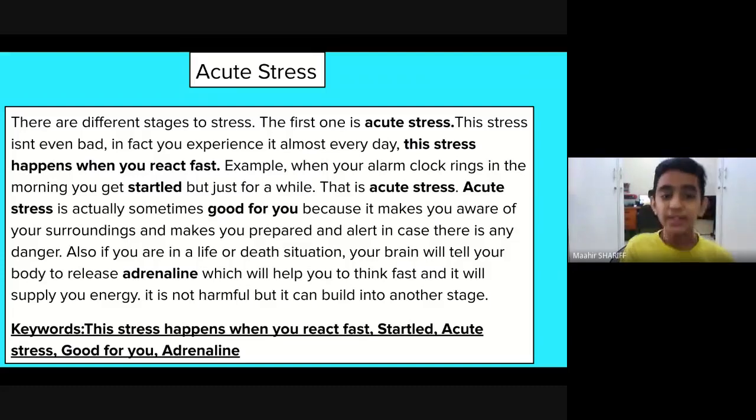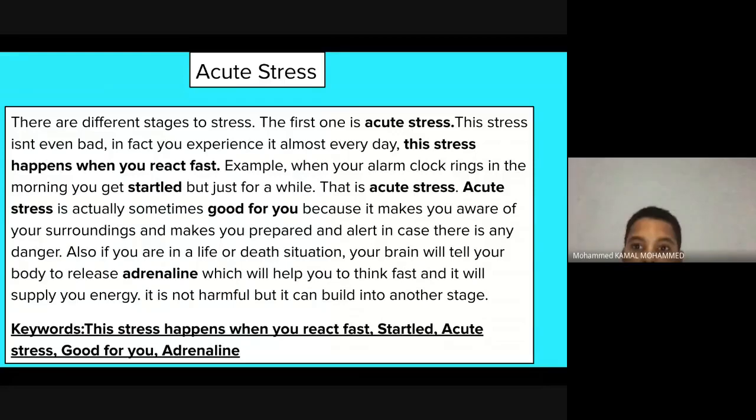This stress happens when you react fast. Example, if it's early in the morning and your alarm clock rings, you get startled, but just for a while. That's acute stress. Acute stress is actually sometimes good for you because it makes you aware of your surroundings and it makes you prepared and alert in case there's any danger.